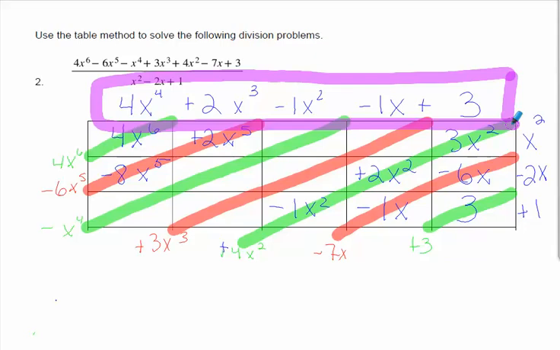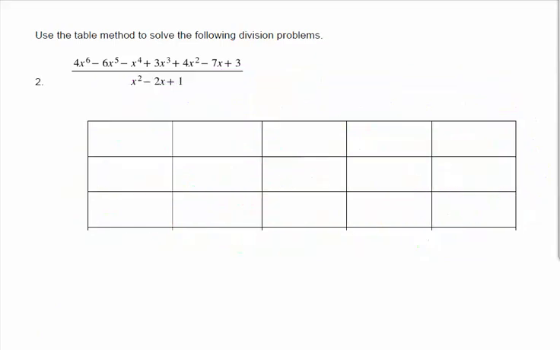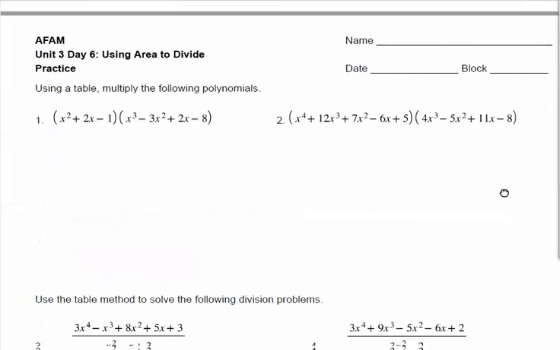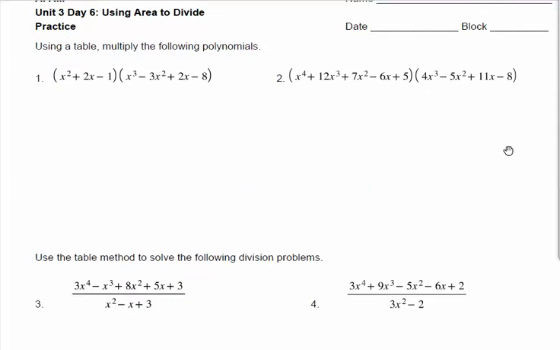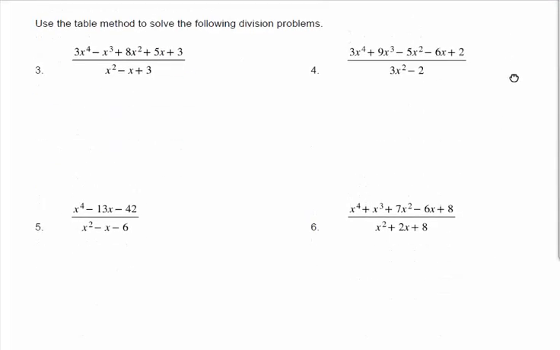Okay, a couple of fun facts when you do this. Are we ready? Okay. I'm going to scoot this up, hopefully. Yes. Okay. 1 and 2 are just multiply. That's pretty easy. Number 3 is pretty straightforward: 4, 3, 2, 1, 0, 2, 1, 0. All my powers are there.